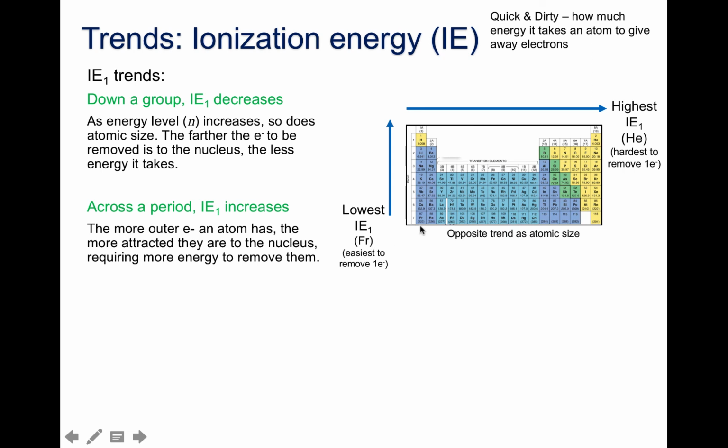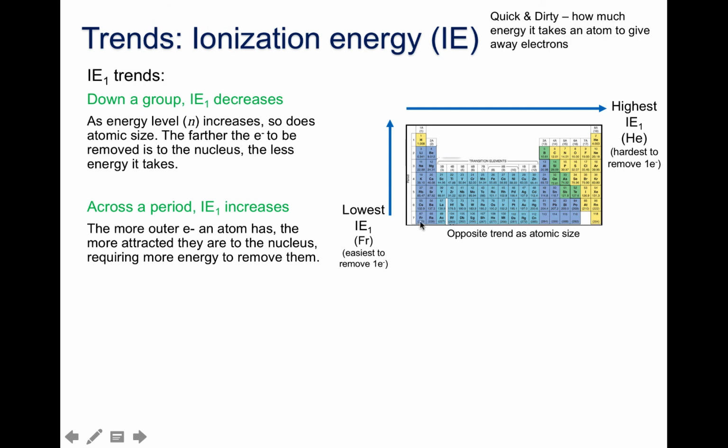Francium is going to have the lowest first ionization energy, meaning it's the easiest to remove one electron. Helium is going to have the highest first ionization energy, meaning it's the most difficult atom to remove one electron from. And if you think about the atoms themselves, that makes sense. With francium, it has one valence electron in the 7th energy level.